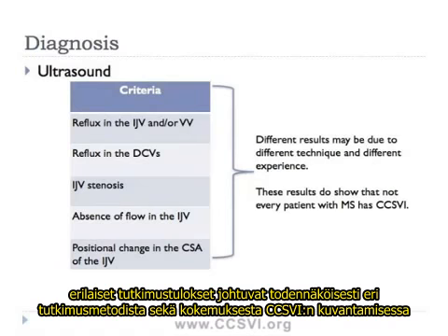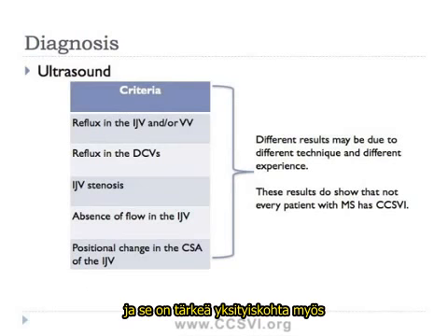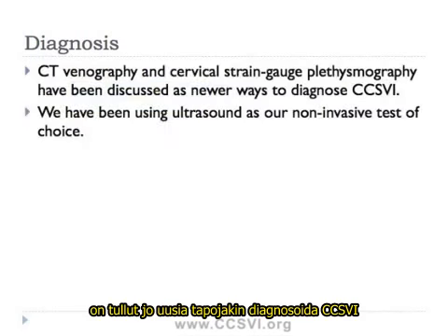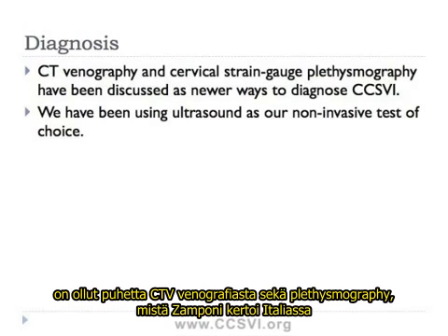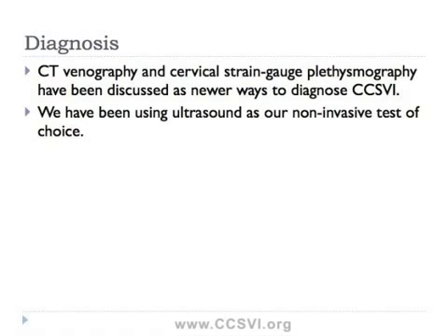The different results may be due to different technique and maybe due to different levels of experience, but at the very least, I think they show that not every patient with MS has CCSVI, and I think that's an important concept to walk away with. There have been newer ways to diagnose CCSVI that have been discussed. There's been CT venography and cervical plethysmography. It's something that was just recently discussed in Italy. But at least for now, speaking for our group up in Albany, we've been using ultrasound as our non-invasive test of choice right now.